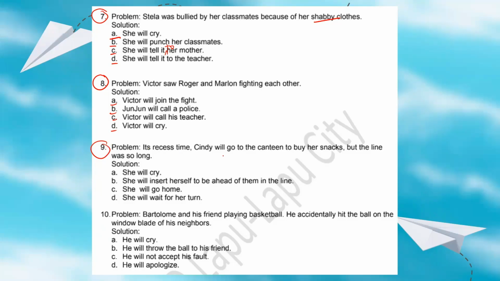9. It's recess time. Cindy will go to the canteen to buy her snacks, but the line was so long. What should be the solution? A, she will cry. B, she will insert herself to be ahead of them in the line. C, she will go home. Or D, she will wait for her turn.